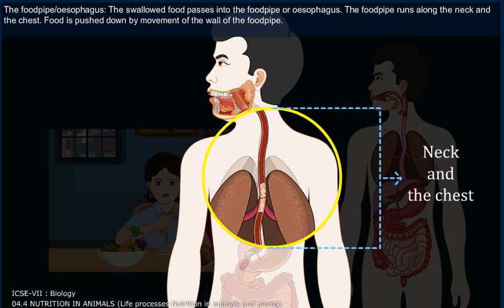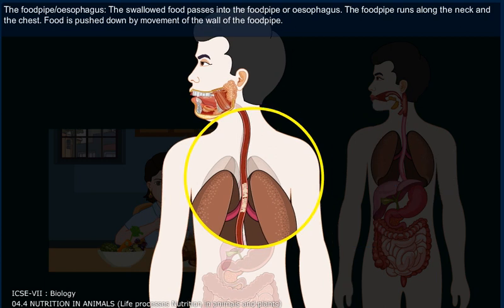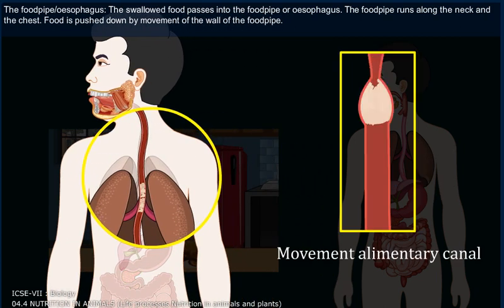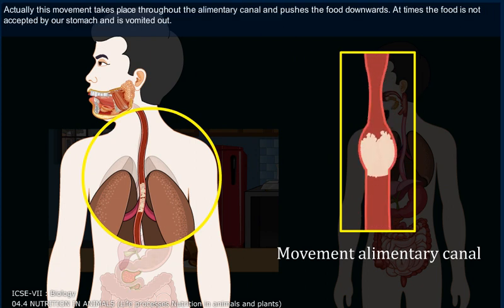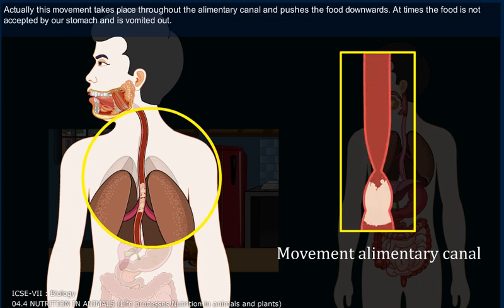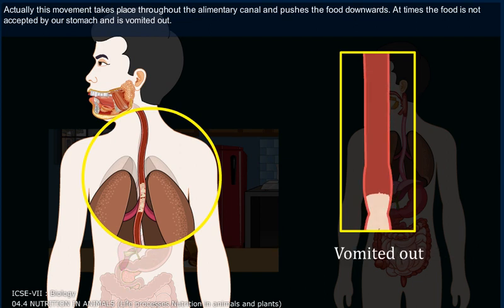The food pipe runs along the neck and the chest. Food is pushed down by movement of the wall of the food pipe. Actually, this movement takes place throughout the alimentary canal and pushes the food downwards. At times, the food is not accepted by our stomach and is vomited out.